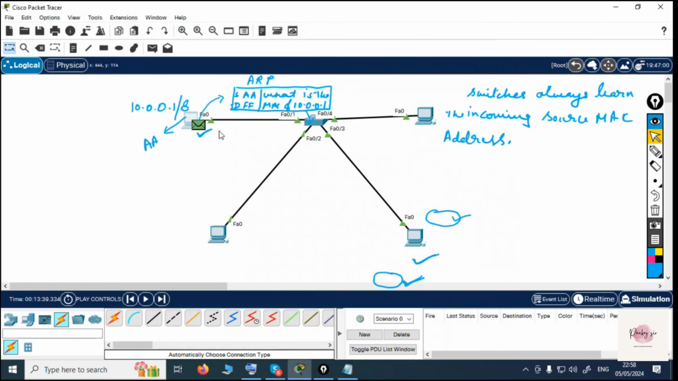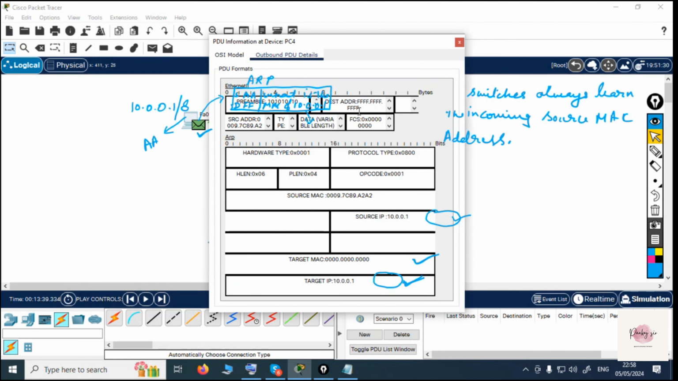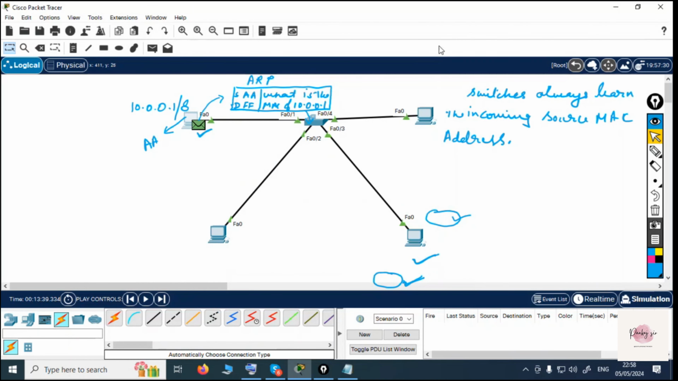So this PC has attached its own MAC address as the source MAC address, and the destination MAC address as FFFF, that is the broadcast address. And it is asking for the MAC address of its own IP, the IP address that we have supplied into this PC.